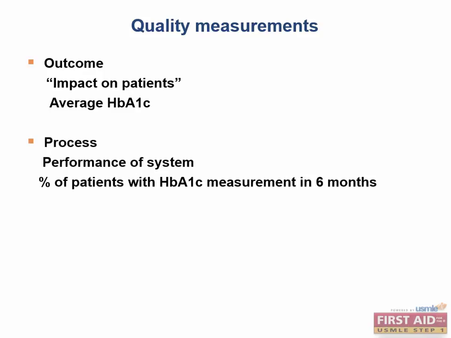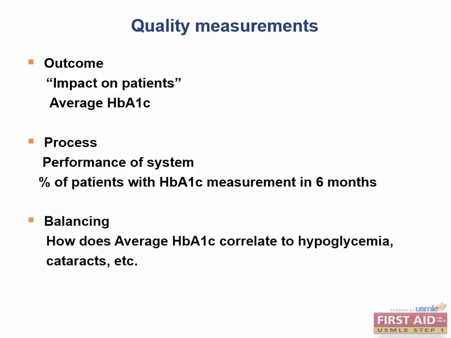Process measurements deal with the performance of a system and ask how well it is doing when compared to the plan. Using diabetes as our example again, this could be looking at the percentage of patients on a service who have had a HbA1c measured in the past 6 months. This would then be compared to the percentage that was supposed to have been measured based on the hospital's guidelines or plan. Lastly, balancing takes into account how one primary outcome affects or interacts with other indirect outcomes. For example, in our diabetes cohort, how many patients have hypoglycemia or cataracts?